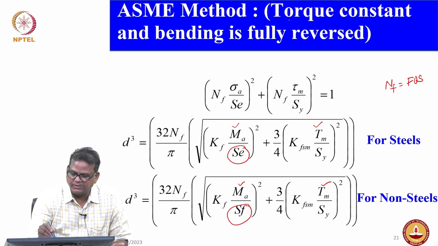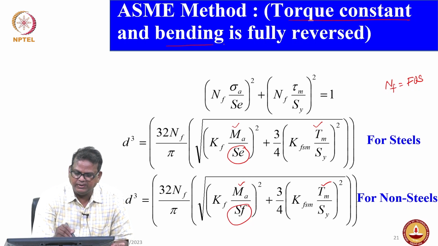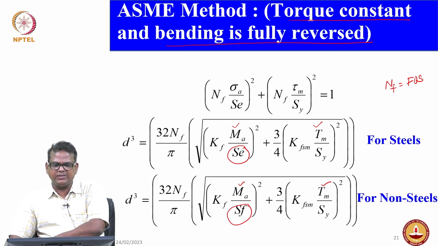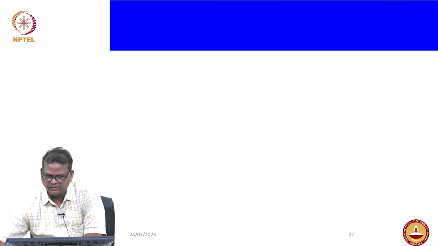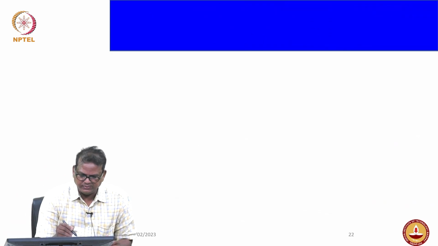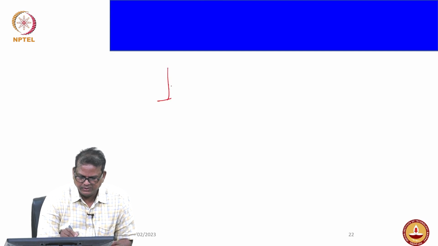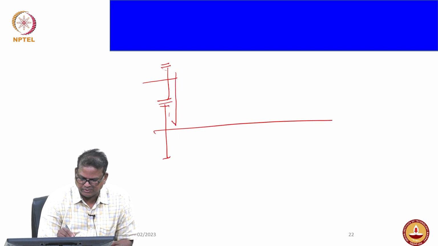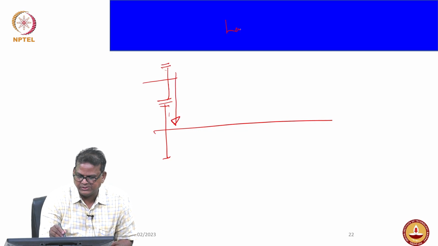Okay, it is given that torque is constant and the bending is fully reversed. So, where do you expect torque constant and bending fully reversed? Assuming that this is coming from my input shaft, from there I will take the lay shaft. This is my lathe shaft, it moves on. The reduction will happen here. Remember, I am talking about the lathe shaft. So what happened to the torque in the lathe shaft?